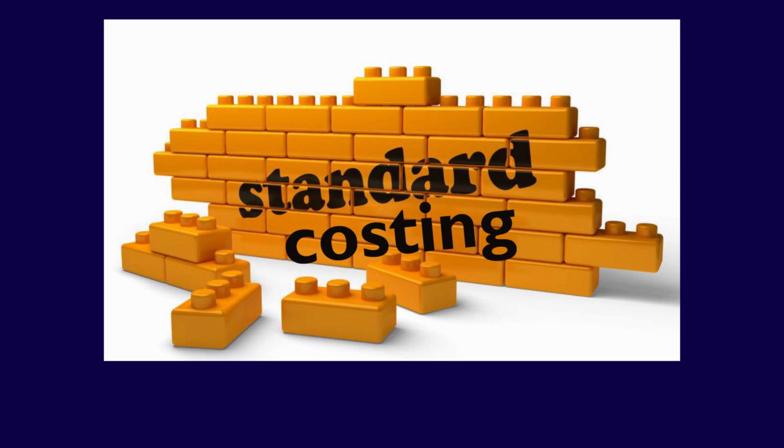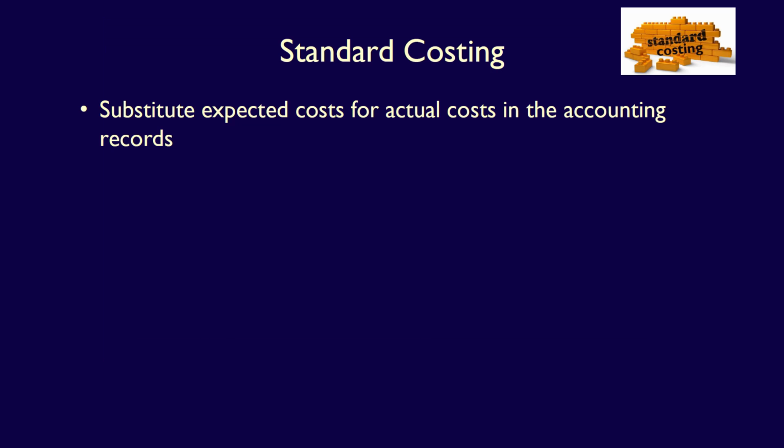What exactly is standard costing? Standard costing is when an organization substitutes an expected cost for the actual cost in the accounting records. For example, if the standard cost for a kilogram of sugar is expected to be $1.25, the organization will use this estimate as the standard in all of their costing in their accounting records, even if the actual cost per kilogram is $1.32. Or, if a standard hourly rate for employees is $18 per hour, even though the actual cost is $17.50. Why would a company do this?